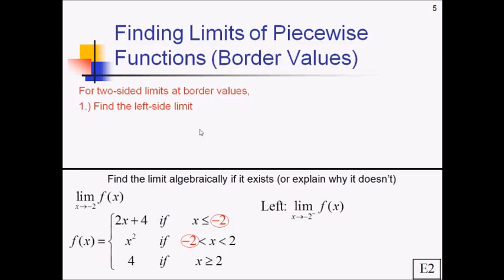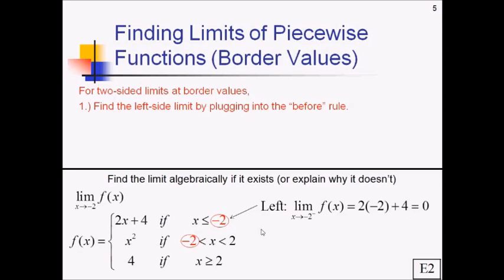For the left-sided limit, you're just plugging negative 2 into the before rule. So that would be this rule right here, this first rule. So in this case, this is just going to be 2 times negative 2 plus 4 using this first rule. That's negative 4 plus 4, which means we have a left-sided limit of 0.